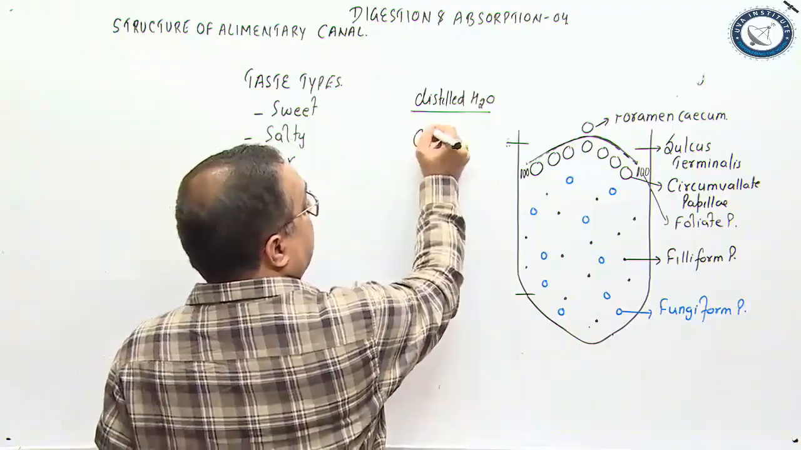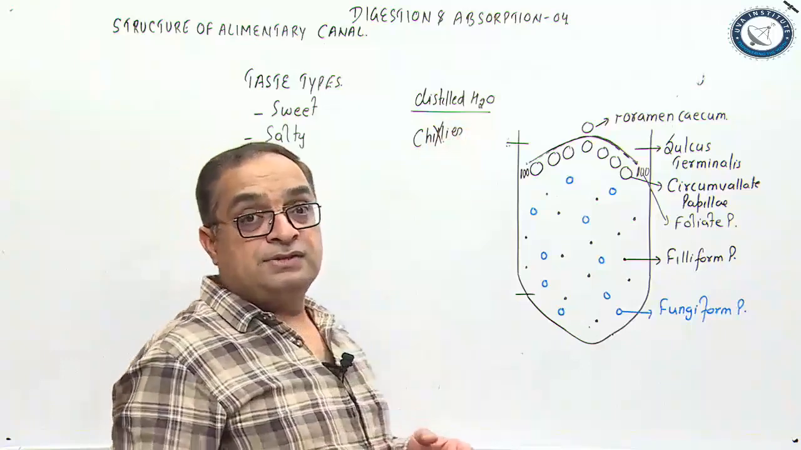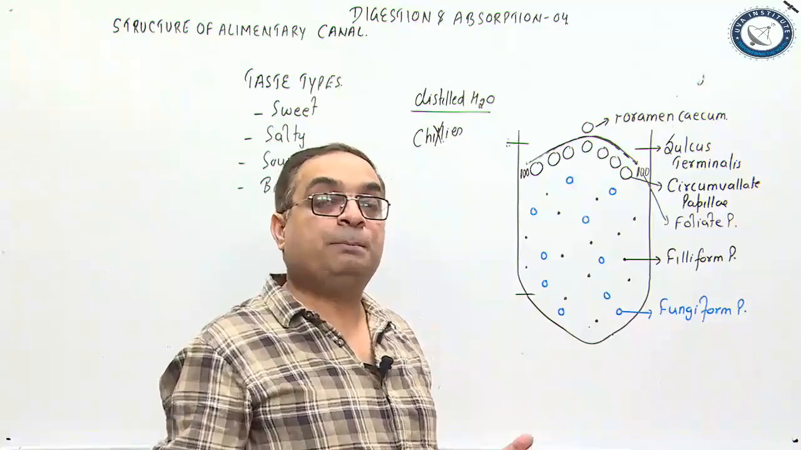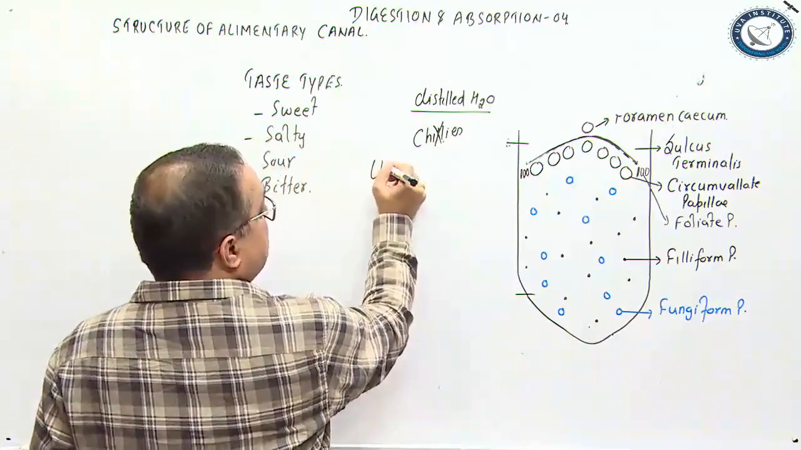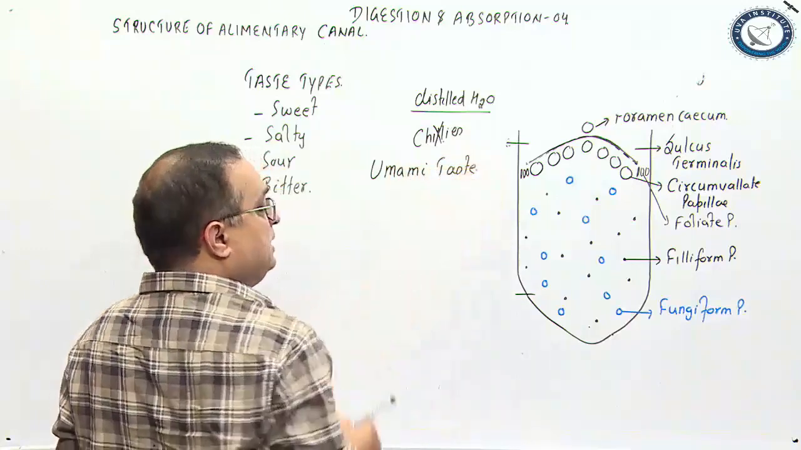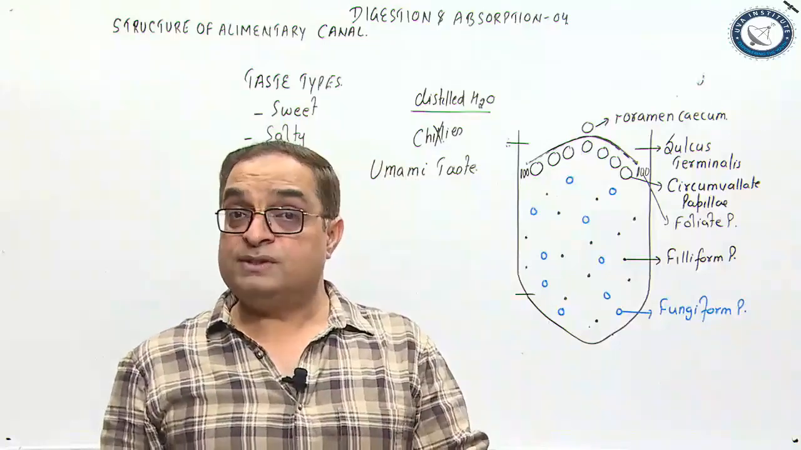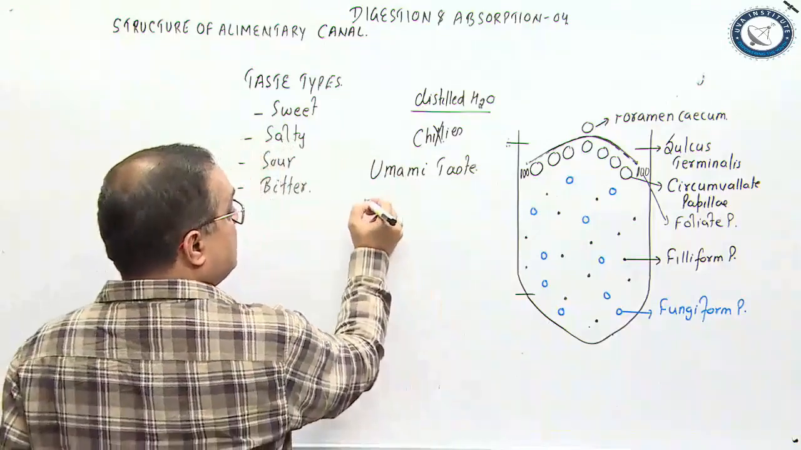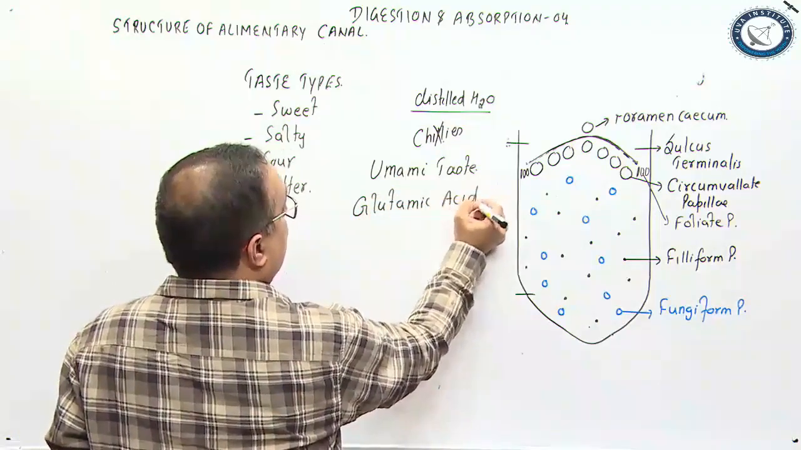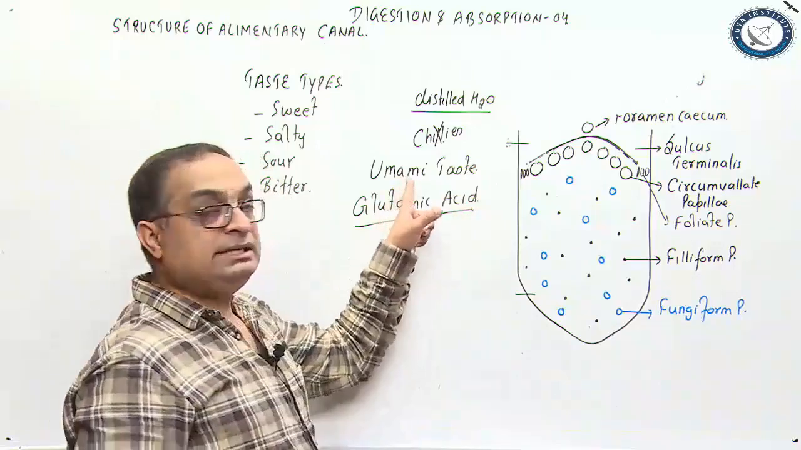Chilies, which we daily take in our diet, it's not a taste, right? Chilies, they stimulate pain receptors. It's a burning sensation which stimulates your pain receptors. There's a recently discovered 5th taste called umami taste. Umami is a Japanese word. It means extremely delicious. Food substances which are rich in glutamic acid, like the non-veg diet, food substances which are rich in glutamic acid, it's an amino acid, those substances give you umami taste.